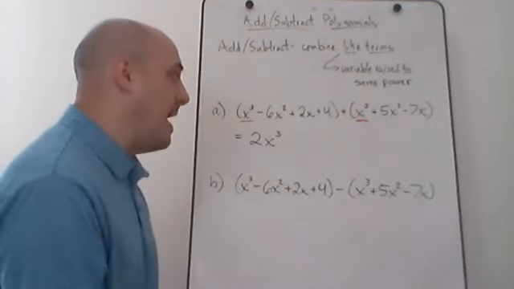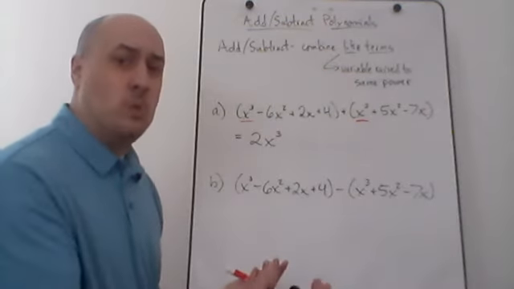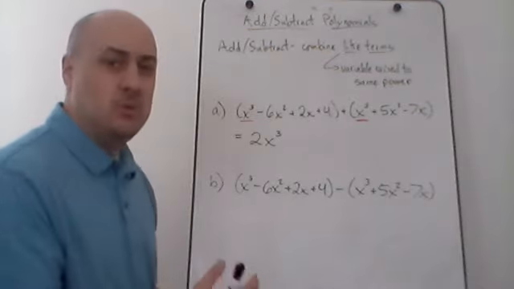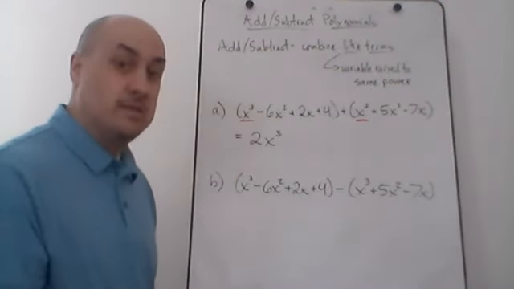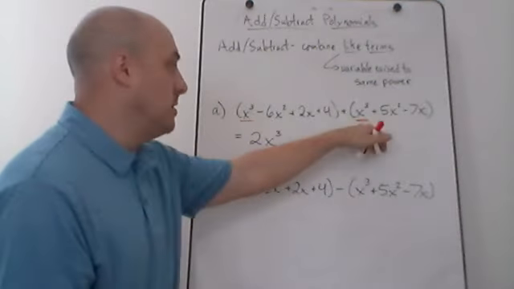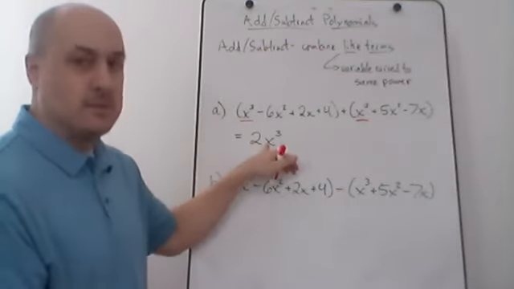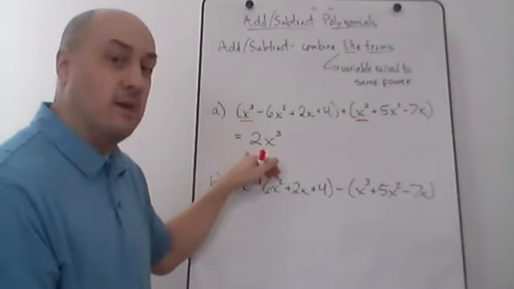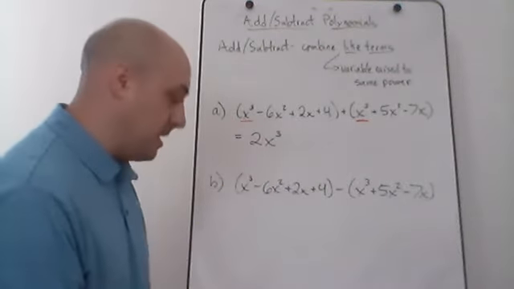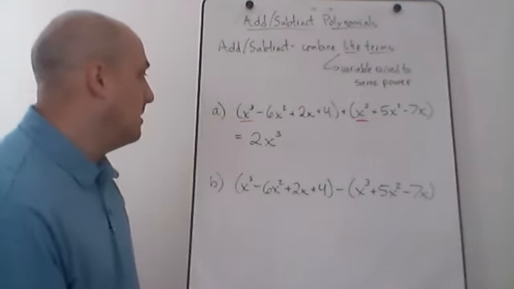Just like if you were to add 1 apple plus 1 apple, that's 2 apples. That's not 2 apples squared. That doesn't make any sense. So 1x to the third plus 1x to the third is 2x to the third. Just that number in front, that coefficient changes, not the variable or the exponent. All right, so that's our first like term.